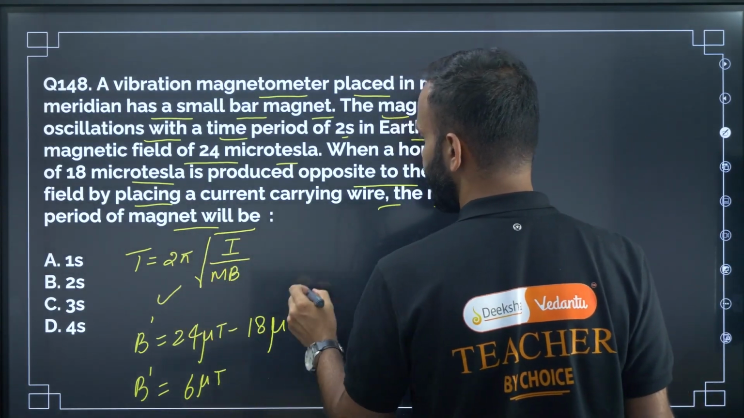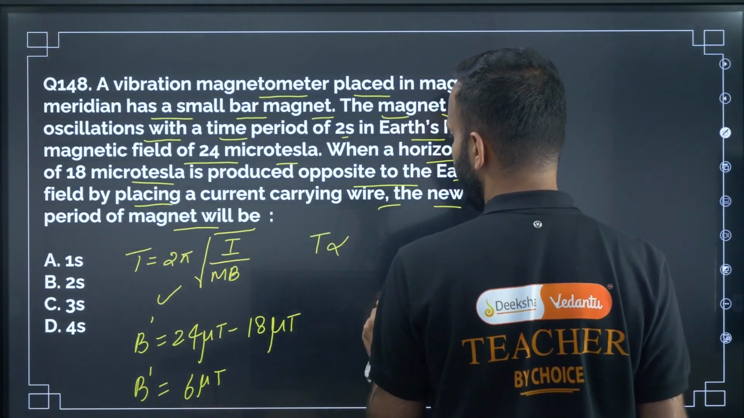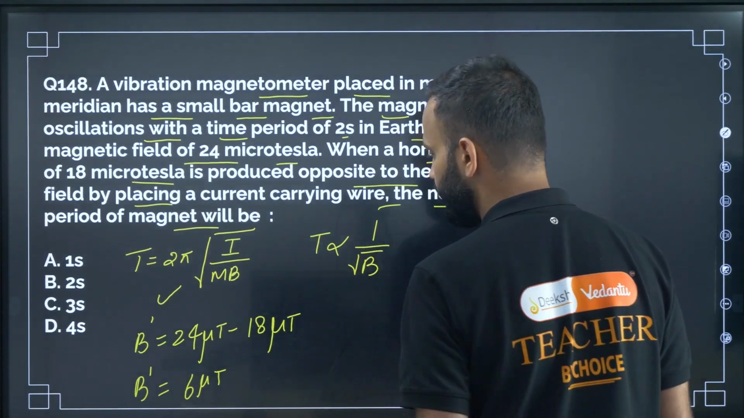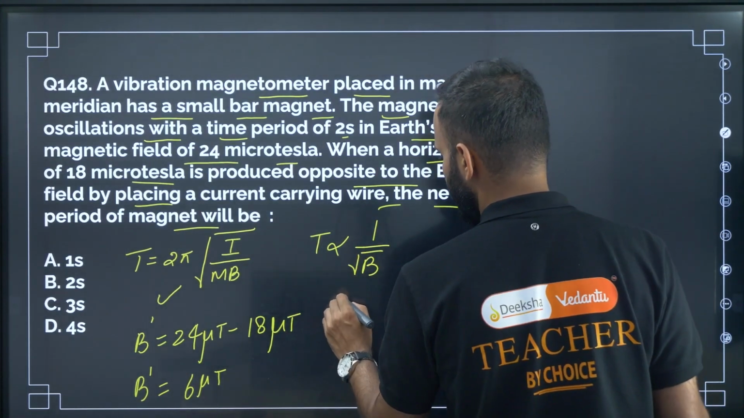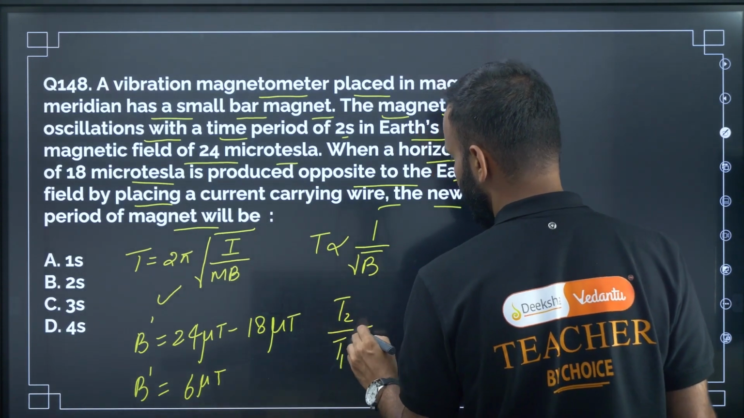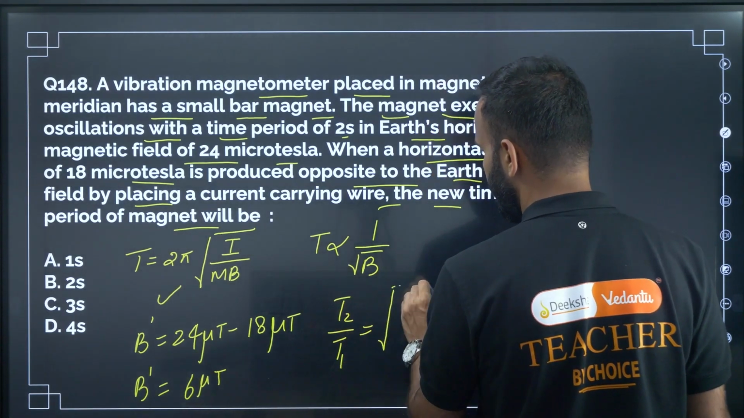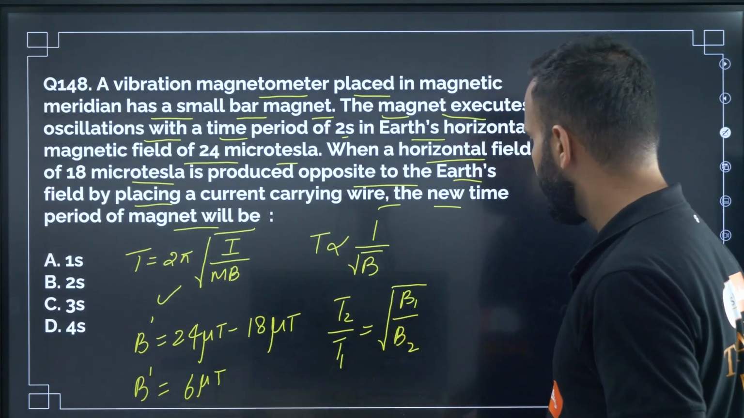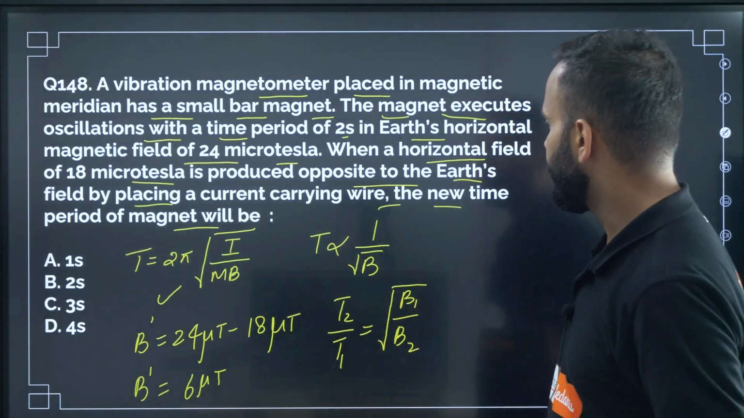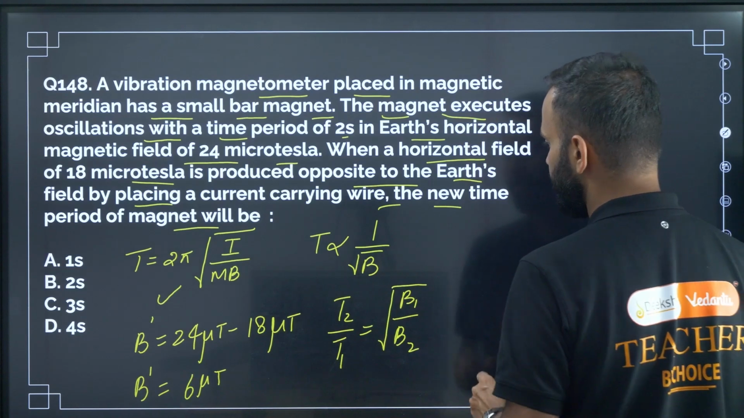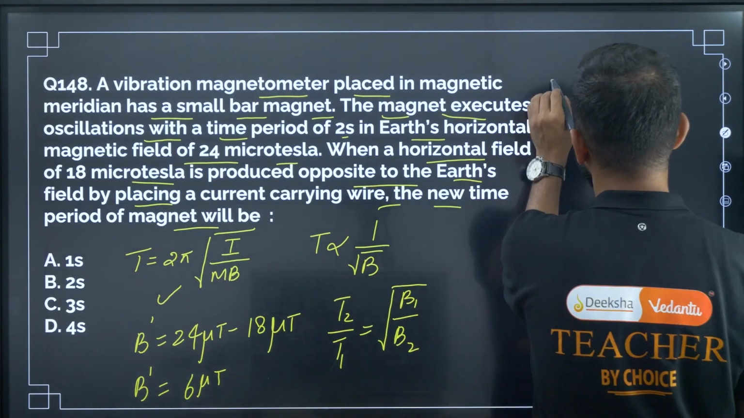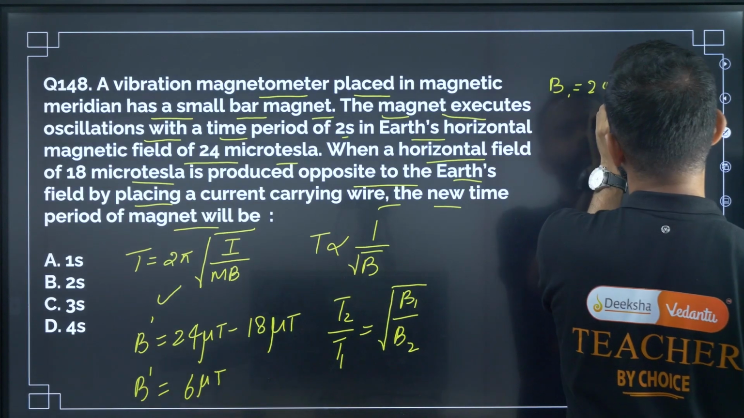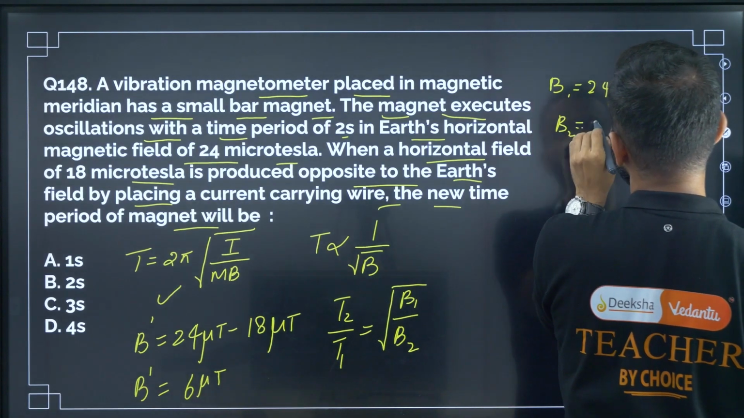Here from this equation, I can conclude that the time period of the oscillation is inversely proportional to root B, right? So therefore, T2 by T1 is equal to root of B1 by B2. B2 is B dash, B1 is B. Here, B1 is equal to 24 microtesla, and B2 is equal to 6 microtesla.